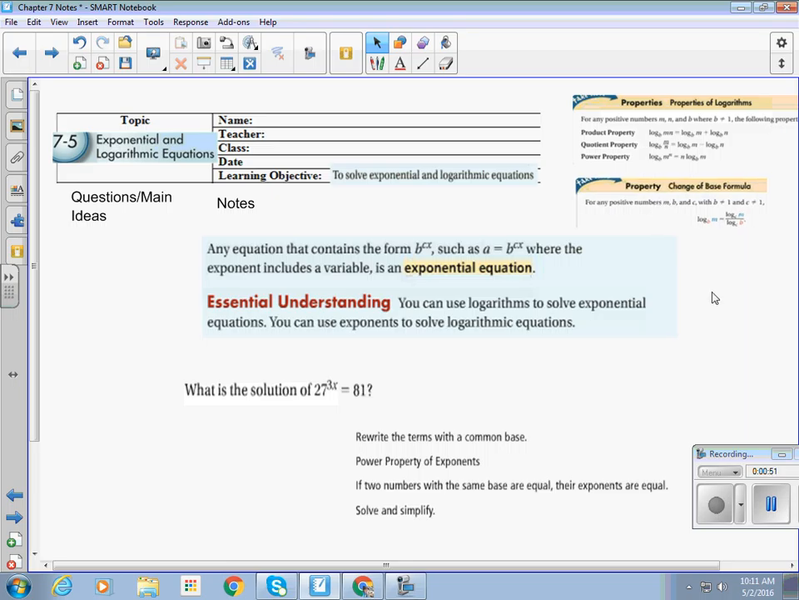Any equation that contains the form b to the cx, such as a equals b to the cx, where the exponent includes a variable, that's called an exponential equation. We are going to use logarithms to solve exponential equations because, believe it or not, we've made it this far in our math career without ever solving an exponential equation.